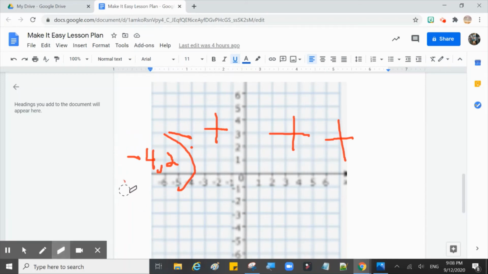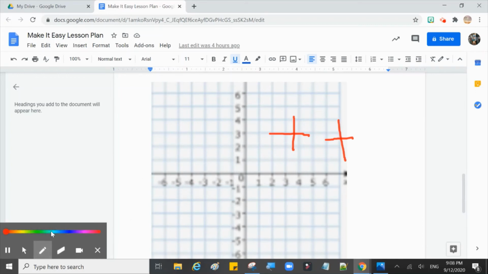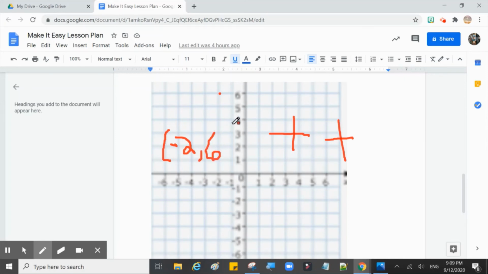Let's do one more problem for quadrant 2. So let's try to find negative 2, 6. Okay, so here is negative 2, here is 6. So now we would go all the way up to 6, here's negative 2, and put the dot right here. Okay, so then we would write it, parentheses, negative 2, comma, 6. I need to work on my writing on here. Okay, but you guys get it, right?